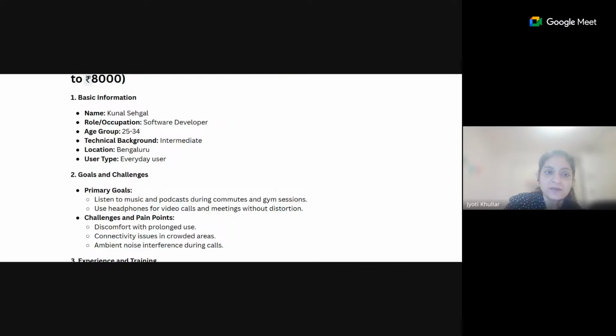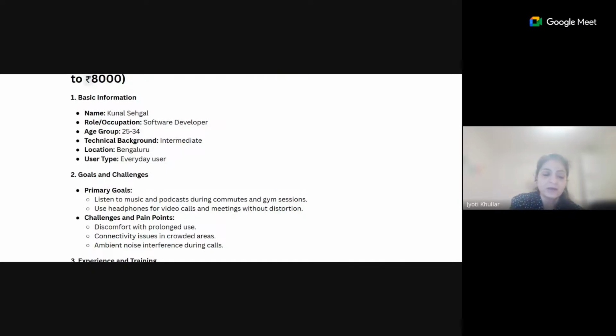So, basic information. We will give a name to our user persona. This might be someone in a particular age group. This will be the name, this will be the occupation, and what is the technical background. Intermediate. It could be advanced as well. If the person is a software developer, it can be advanced, depending on the range. If he's 25, it could be intermediate, and in the later stages of his career, advanced. And then, where is he located? In some metro city. This is how we are going to do it.